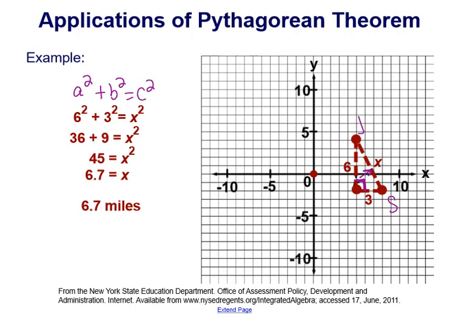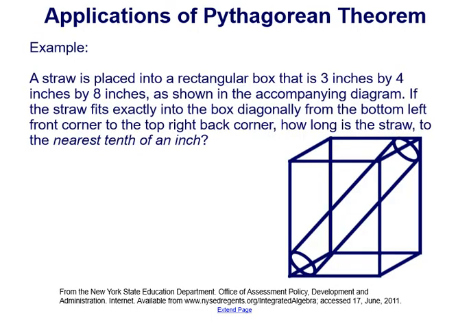Now another example of an application problem of a Pythagorean theorem is looking at 3D geometry. So here this problem reads, a straw is placed into a rectangular box that is 3 inches by 4 inches by 8 inches, as shown in the accompanying diagram. If the straw fits exactly into the box diagonally from the bottom left front corner to the top right back corner, how long is the straw to the nearest tenth of an inch?